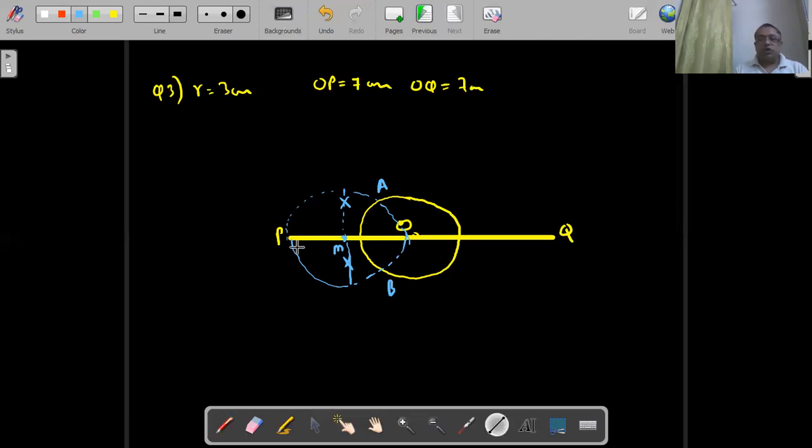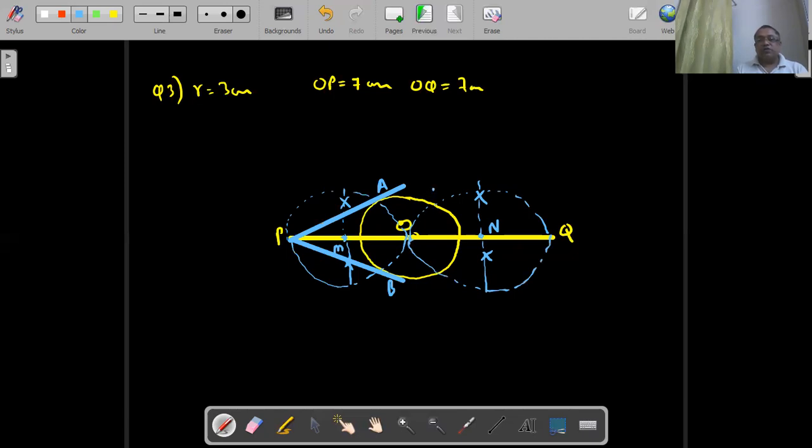Then you are going to join PA and PB. Right, so PA and PB are the required tangents from the left side. Now what you need to do is repeat the procedure. Construct the perpendicular bisector of OQ. You will get the midpoint of OQ as N. Keeping the compass at N and radius MO, you will draw a circle passing through O and Q. The intersection points you will take as C and D.